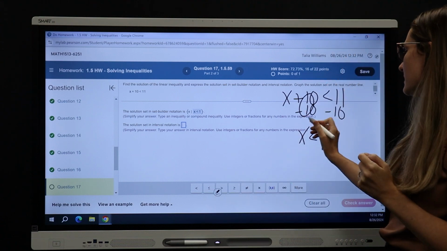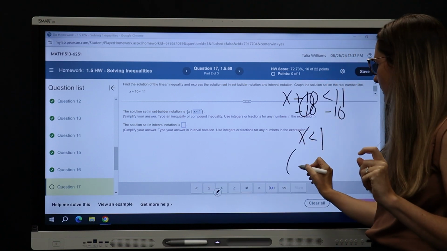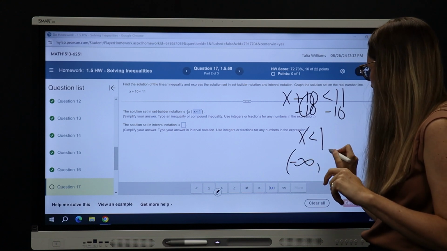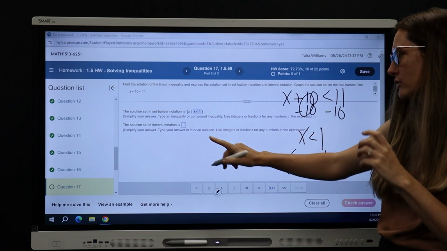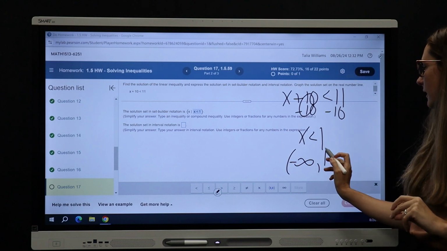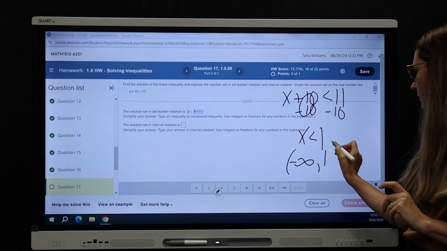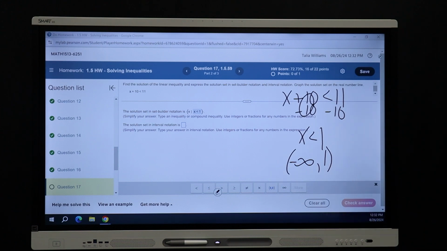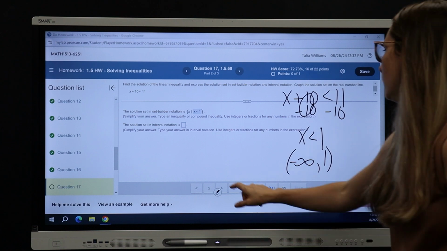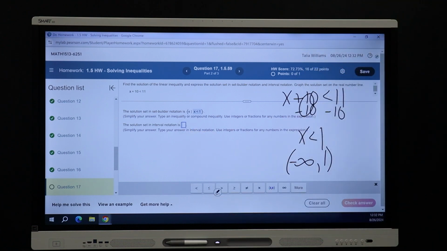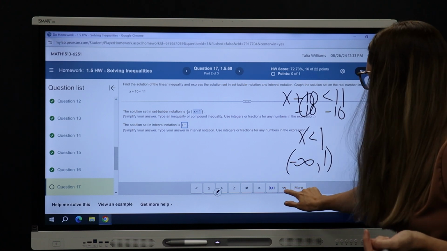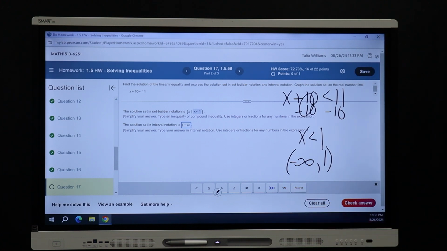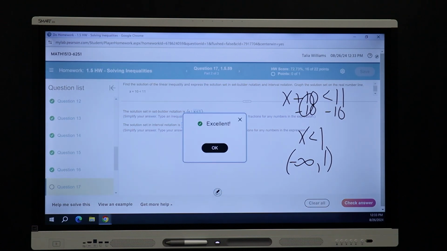Okay, so since x is less than 1, that means negative infinity to 1, because they're asking for interval notation. And then this one is not equal to, so it's just a parenthesis. Equal to means bracket, and we do not have that. So, parenthesis, negative infinity to 1, parenthesis, because it's not equal to.